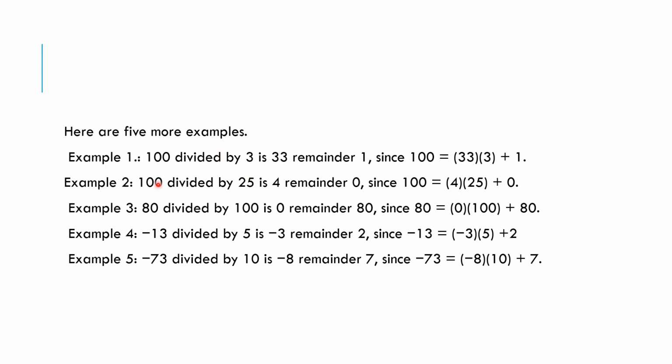Here are 5 more examples. 100 divided by 3 is 33, remainder 1, since 100 is equal to 33 into 3 plus 1. 100 divided by 25 is 4, remainder 0, since 100 is equal to 4 into 25 plus 0. 80 divided by 100 is 0, remainder 80, since 80 is equal to 0 into 100 plus 80. Minus 13 divided by 5 is minus 3, remainder 2, since minus 13 is equal to minus 3 into 5 plus 2. Minus 73 divided by 10 is minus 8, remainder 7, since minus 73 is equal to minus 8 into 10 plus 7.